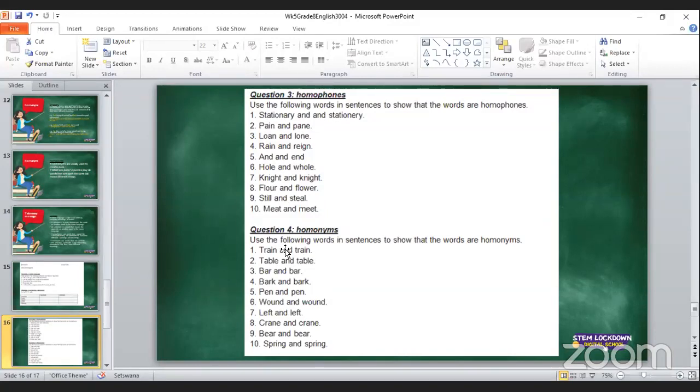Let me give you an example for the first one. This train is the locomotive which travels on the railway. And the second train is the training which has to do with the gym, right? When you know that, you can write your sentence. Even in question three, for the first one, the first stationary means something which is not moving, right? And the second stationary is your stationery, the one you use at school, your pens, your books, your pencils. When you know what all those things mean, that's when you can use them, right? So yes, this is your homework.